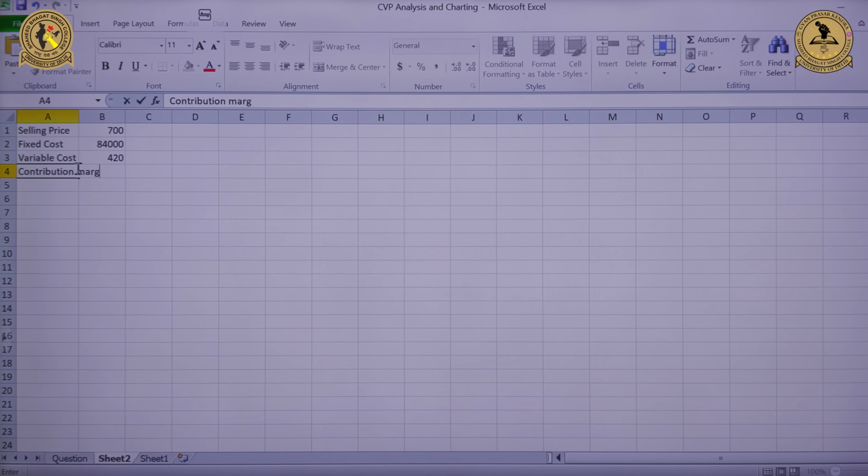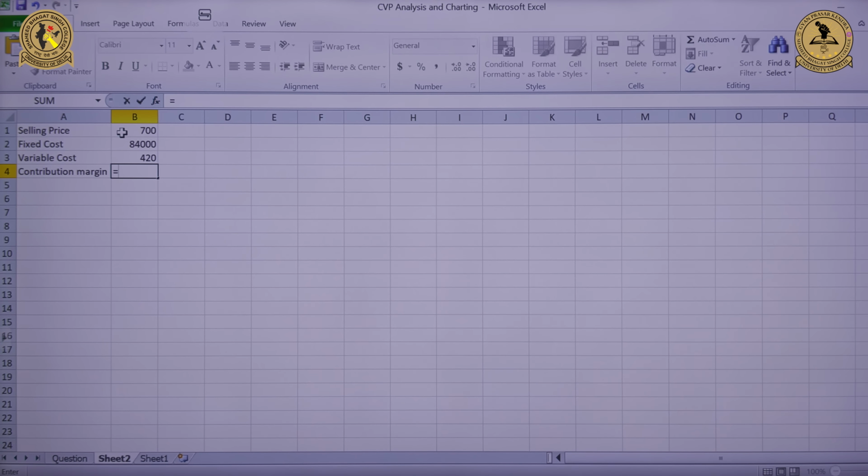So, contribution margin I need to write equals to, then select this 700 minus 420 which is represented by B3. The moment I press enter, it comes out to be 280 rupees. So, the contribution per unit in this numerical is 280 rupees.